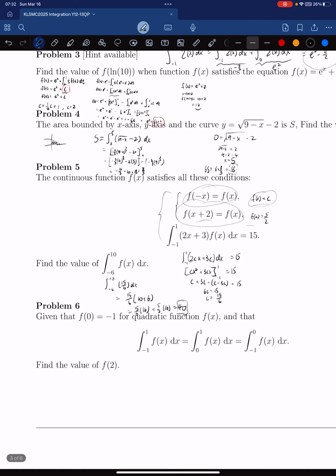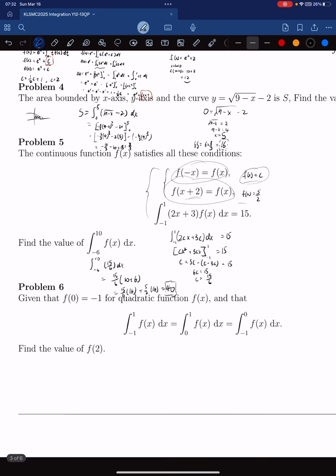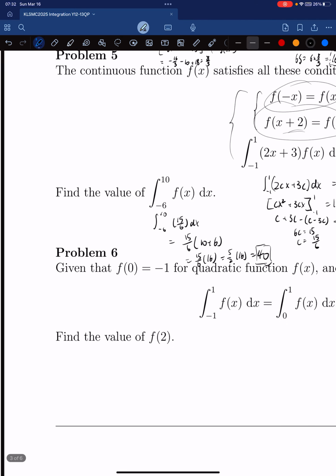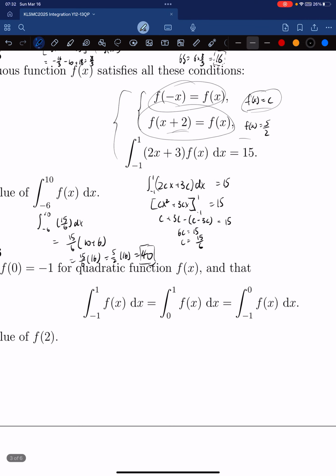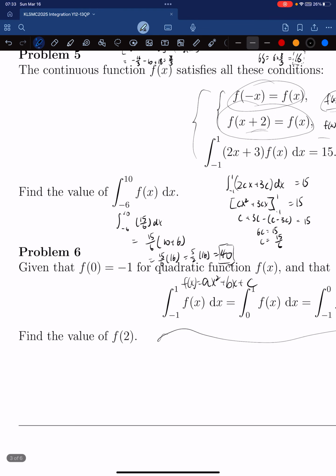Right, problem 6. Problem 6 is slightly more complicated. I mean, not that complicated. You have to notice that f of x is a quadratic function, and what you can do is integrate it many times, and eventually you will have an equation governing your coefficients for a quadratic. So f of x equals ax squared plus bx plus c, and you also have this condition, so that basically means c must be equal to -1.